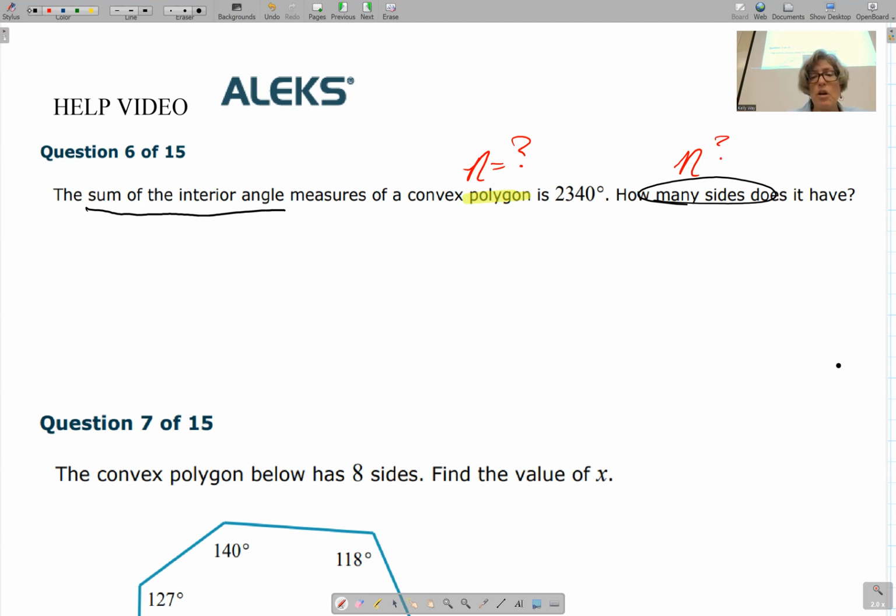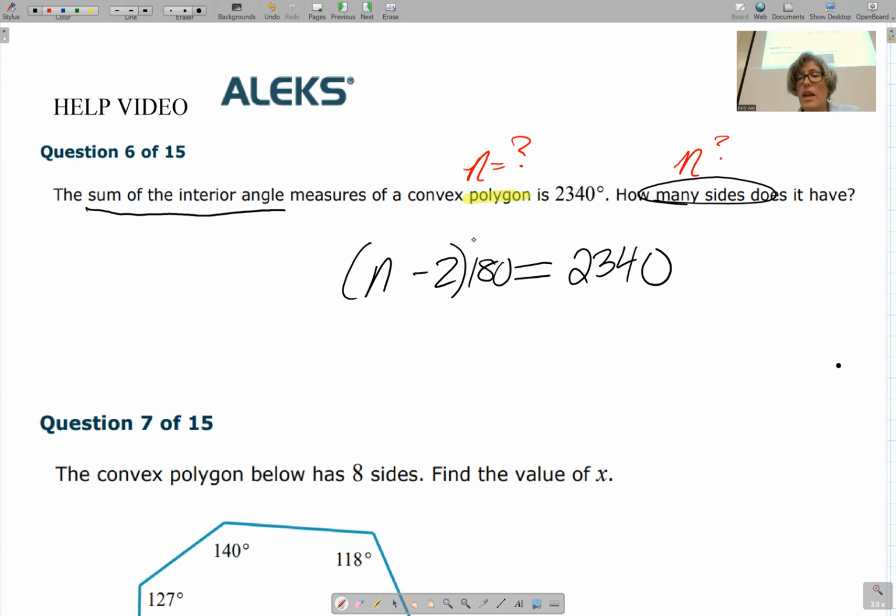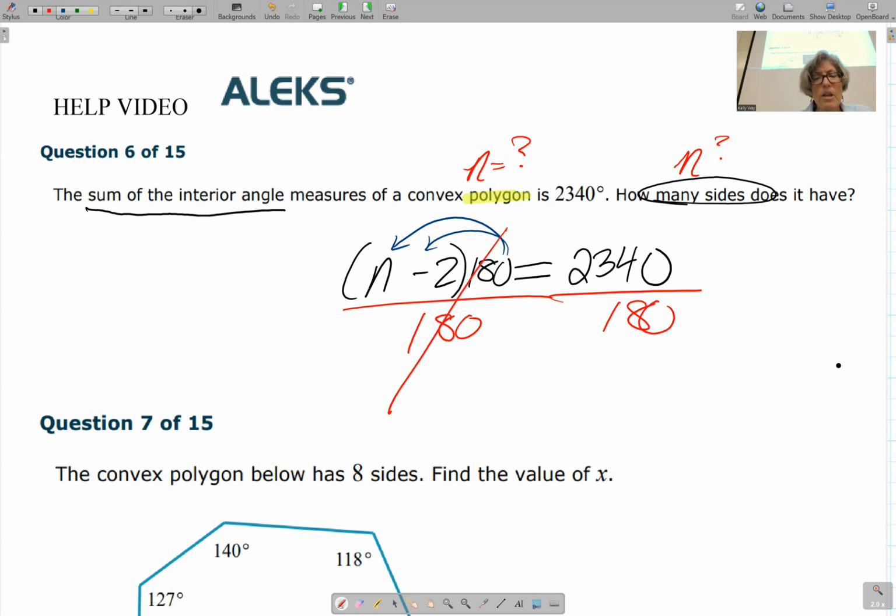Here is an equal sign, so something equals 2340. And what is that? It is the sum of interior angles, n minus 2 times 180. And you just take it from there. Two things you could do here. You could either distribute the 180 and work it from there, or I'm going to divide the 180 out completely, and I'm not going to distribute it at all.